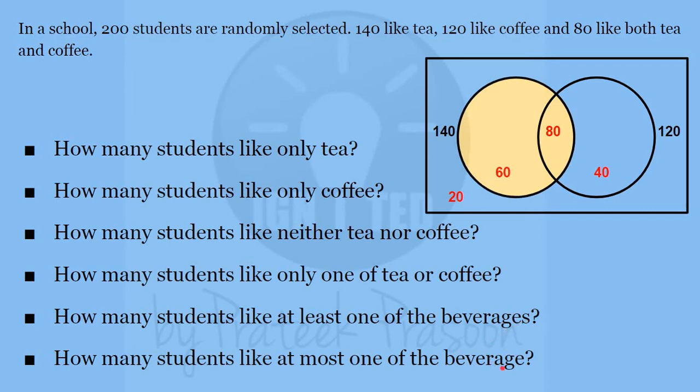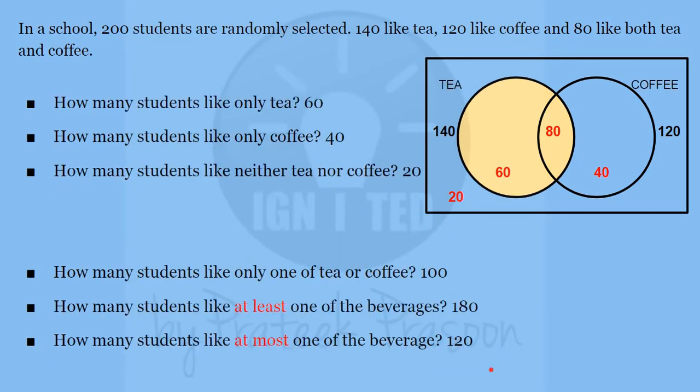And then the last one says how many students like at most one beverage. At most part will have 60, 40 and 20 as well. At most is the maximum limit. So 20 will also be counted there, and that will become 120. So this is the answer for at most one beverage.